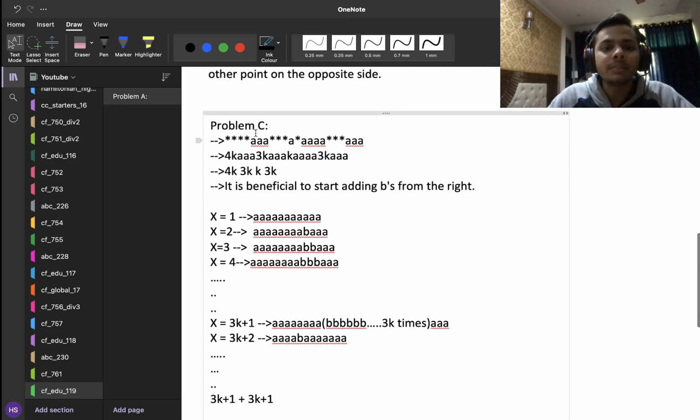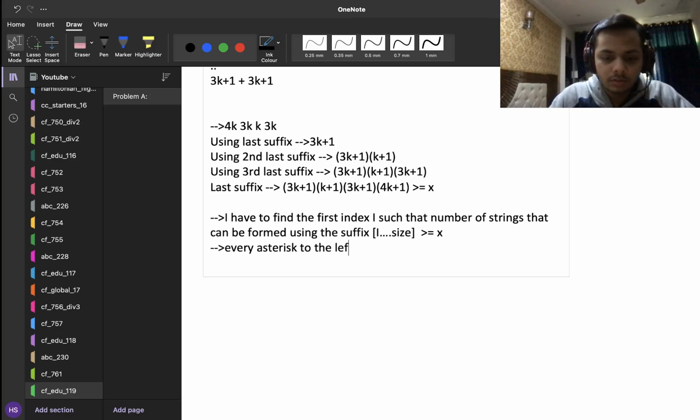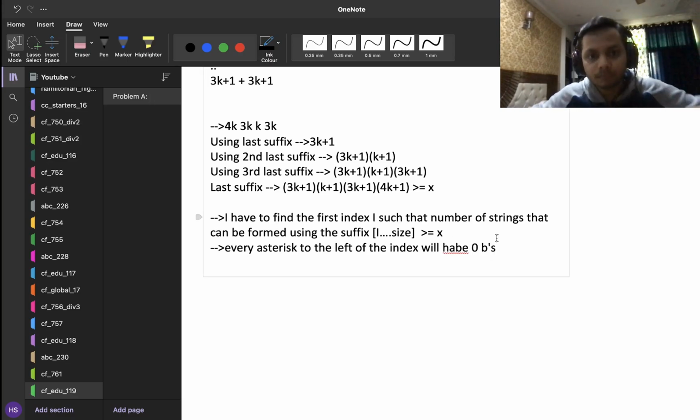And the size is going to be nothing but the total number of continuous chunks of stars that I'm getting, right? So I have to find the first particular index such that the total number of strings that can be formed exceeds x, right? If I find such an index, I know that every asterisk to the left of it is useless. I have to just leave it as it is and not insert any b here. So every asterisk to the left of the index will have 0 b's.